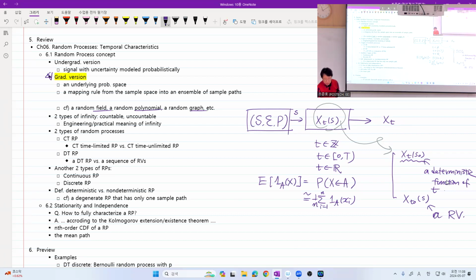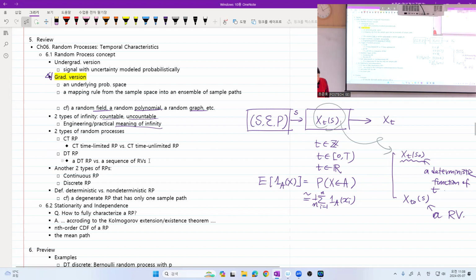And I just mentioned two types of infinity, countable infinity and uncountable infinity. And also, I briefly reviewed the engineering or practical meaning of plus minus infinity for the time parameter. For sufficiently past or sufficiently far future, something like that. You should not interpret it as from the Big Bang to the big crunch of our universe. Never do that. Okay.